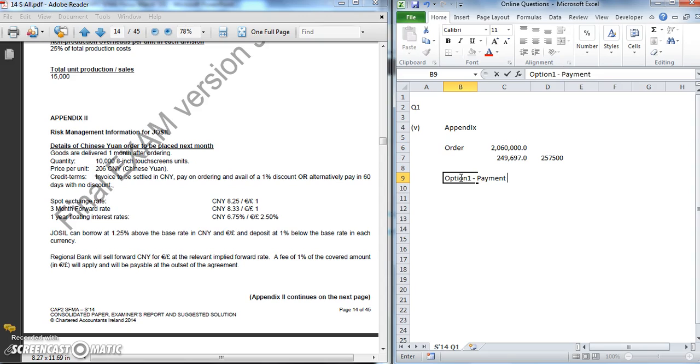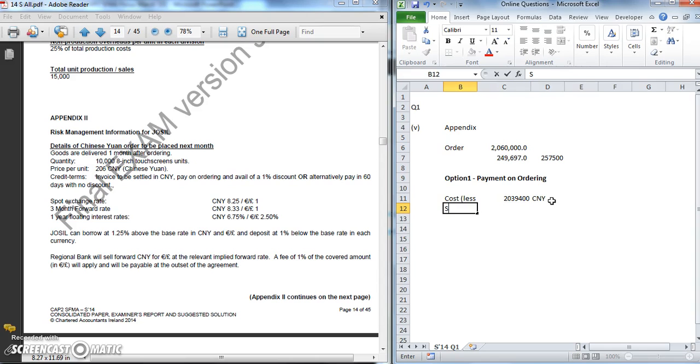Option 1 is payment on ordering. So this is the option that if you pay on ordering, we're told here, if you invoice to be settled, pay on ordering and avail of a 1% discount. So basically if we pay on order, we're going to say cost less discount. So it's going to cost us just over 2 million yuan times 0.99, because we get a 1% discount. So just 2.039 million Chinese yuan.